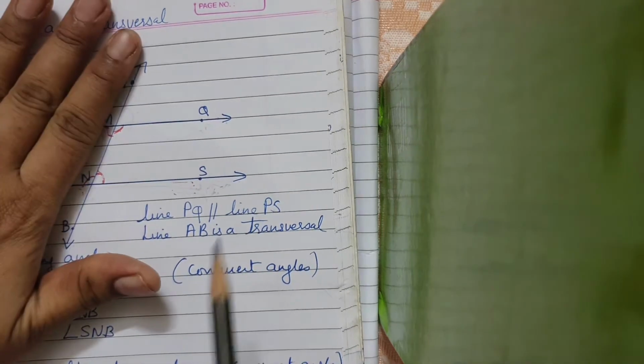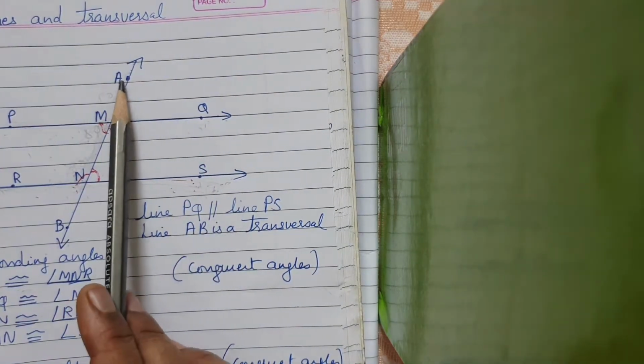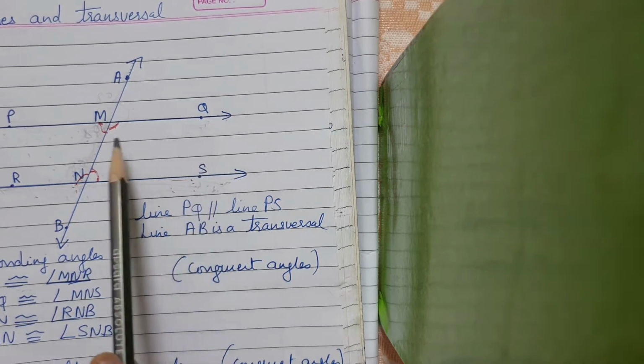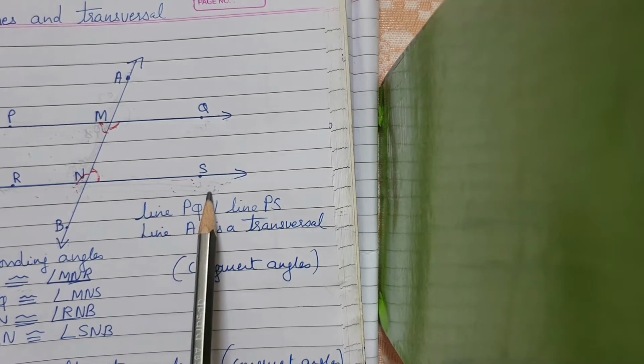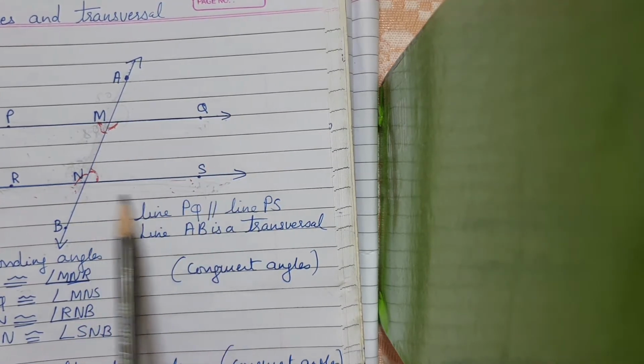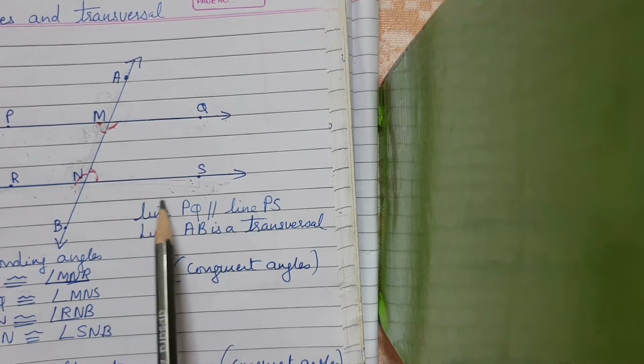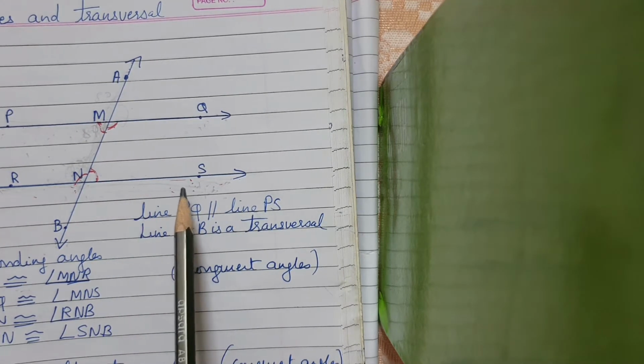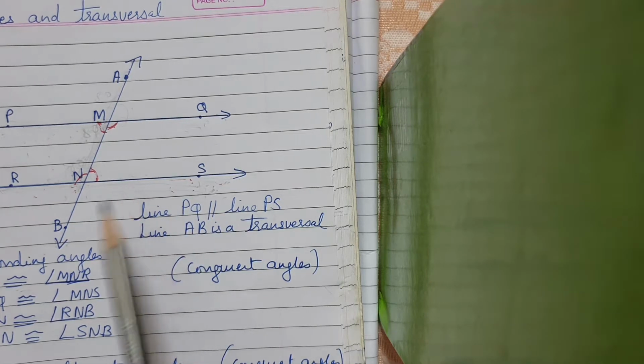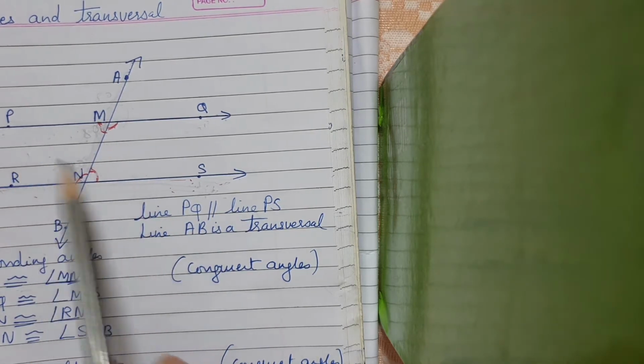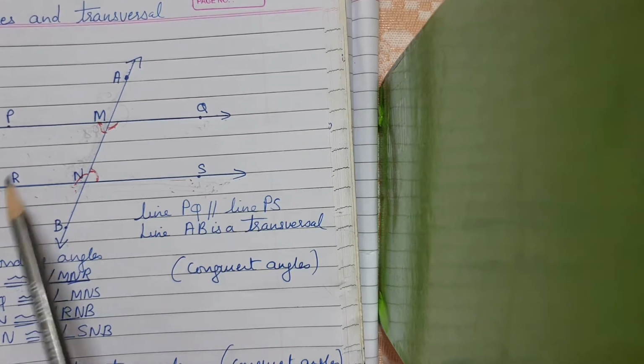Now if you cover this part and take this part, angle AMQ and angle MNS. Even this arm is moving in the same direction. So they are corresponding angles. So today we are doing the property of corresponding angles. So what do we mean by corresponding angles? Angles moving in the same direction.